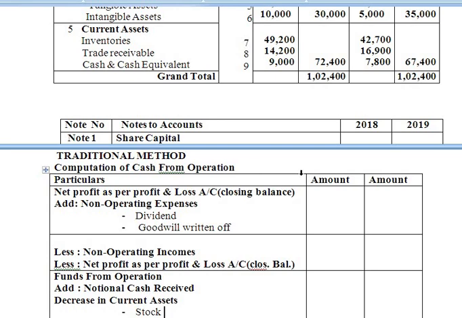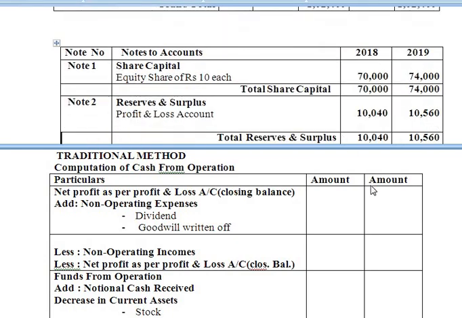So the calculation will begin from the calculation of funds from operation. Okay, so here we have to take what? Net profit as per profit and loss account, closing balance. Now what is the closing balance of profit? Here you can check in note number 2, 10,560. Okay, 10,560. Next what? Add non-operating expenses. There are 2 non-operating expenses. One is dividend 3,500 and another is goodwill written off. It is 5,000. Okay, here you can check.